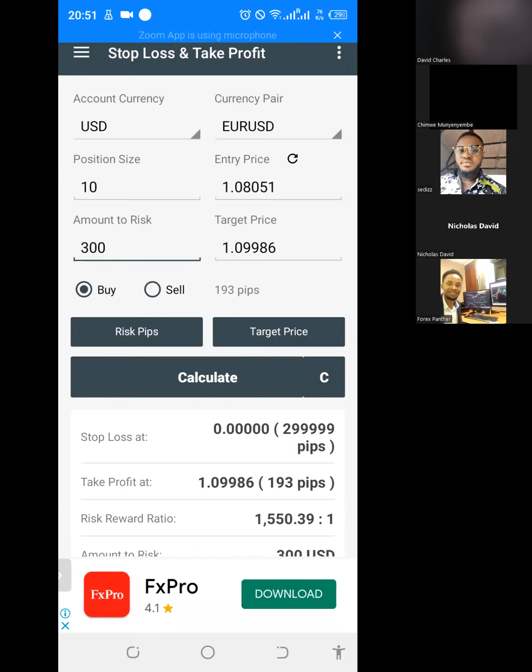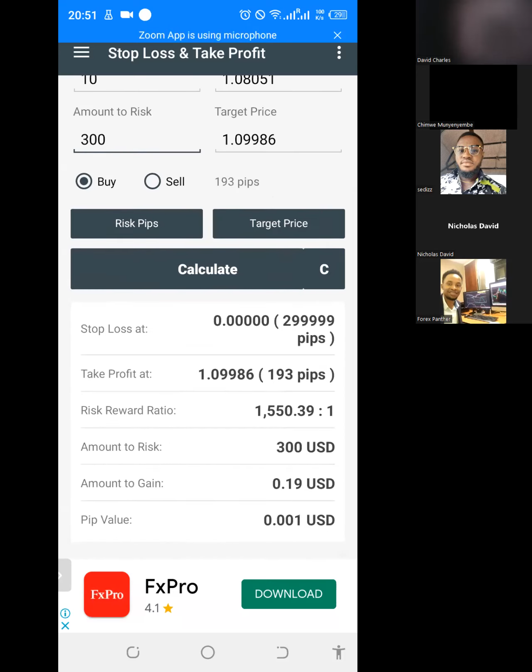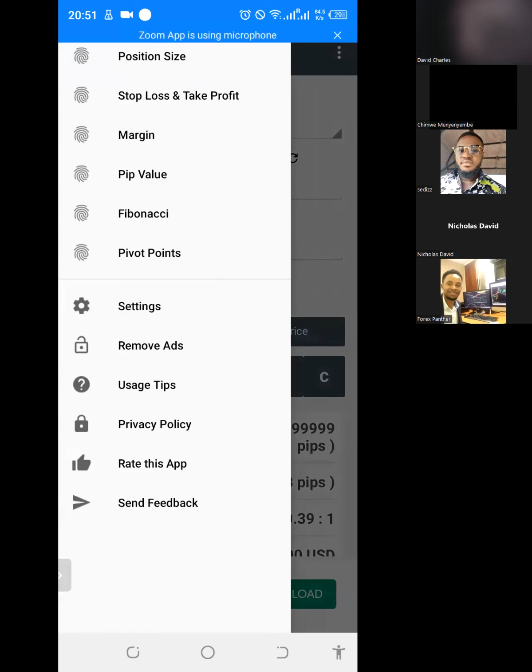So we know that that is about 193 pips. Can you see that it's written there, 193 pips? That's our target, and our pip value is down there. It's just unfortunate that my account is not running. If it was running, it would even be better, because it would be active at some point. So this is how we measure these things. We have the Fibonacci, the pivot points, and whatever.